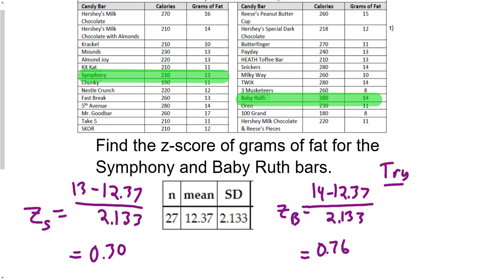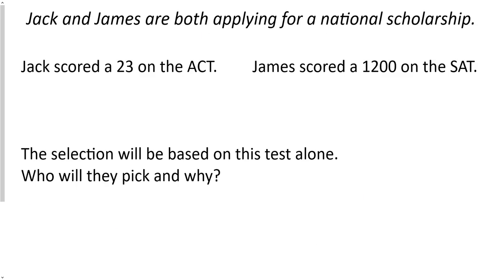All right? All right. Next example. Jack and James are both applying for a national scholarship. Jack scored a 23 on the ACT. James scored a 1200 on the SAT. So I may have talked to you about this with my own and comparing to others. ACT and SAT are scored differently. So the selection will be based on this test alone. Who will they pick and why?